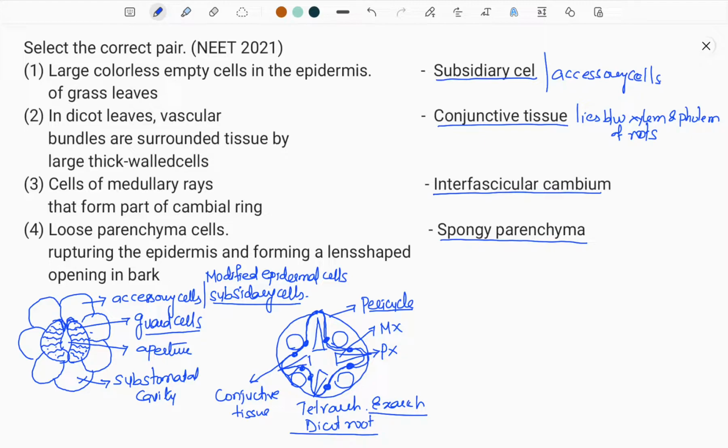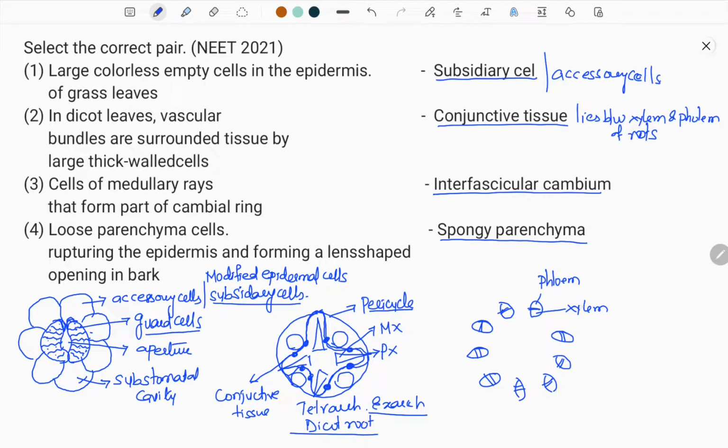What is interfascicular cambium? Remember, in dicot stem, the vascular bundles are present like a circle. This is called ring-like vascular bundles. 15 to 20 vascular bundles are present in a circle. It is also called U-stele. In every vascular bundle, conjoint, collateral, open, that is, outer we find the phloem, inner we find the xylem. See, this is phloem outside and this is xylem inside.